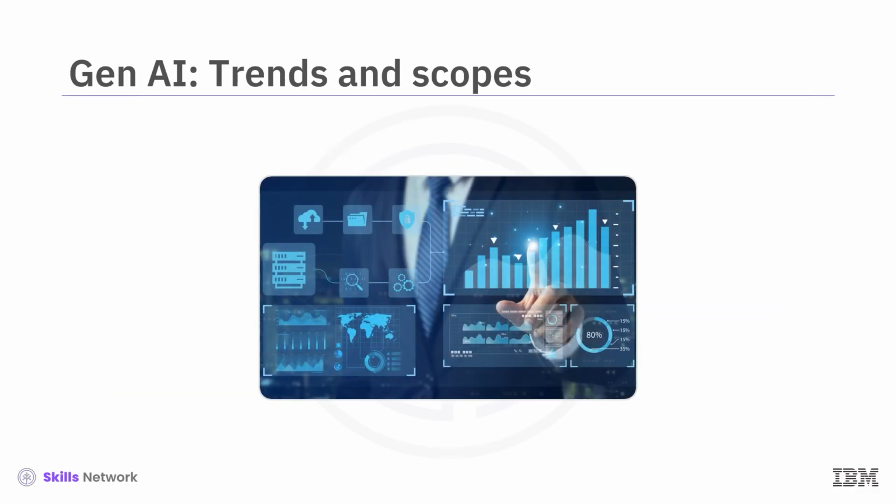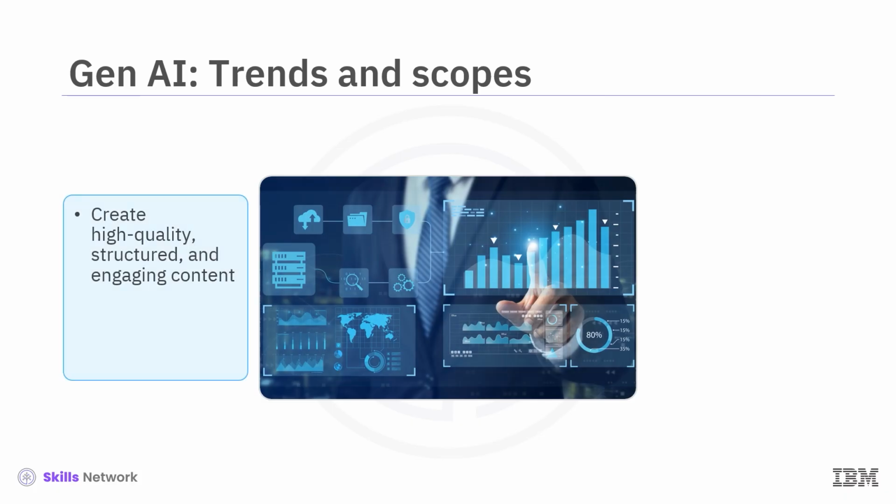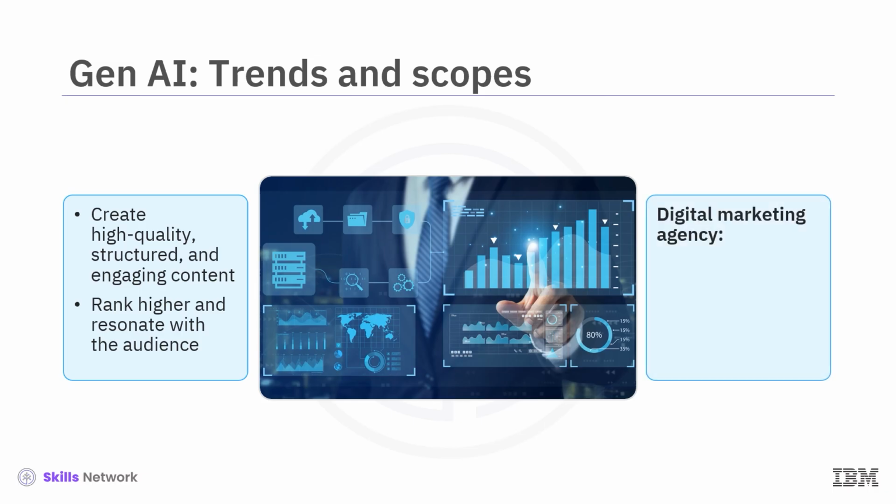Businesses are increasingly leveraging AI tools to create high-quality, structured, and engaging content that ranks higher and resonates with audiences while reducing manual effort. For instance, digital marketing agencies use generative AI to draft content and then refine it with manual edits, ensuring it aligns with brand tone and industry-specific nuances.